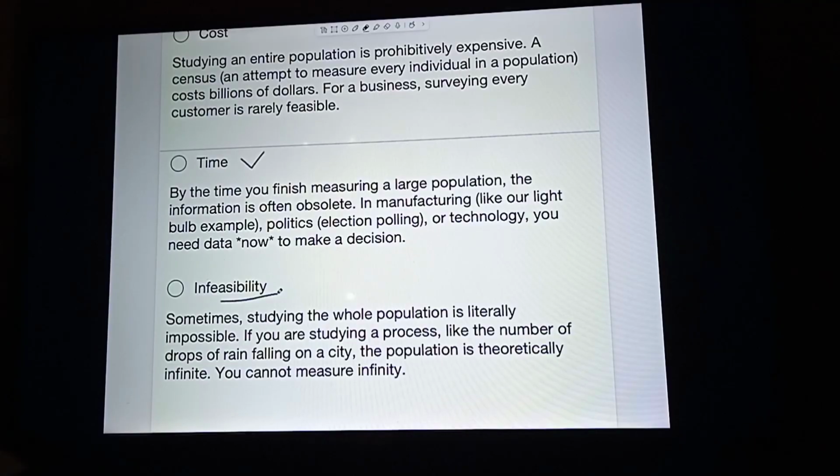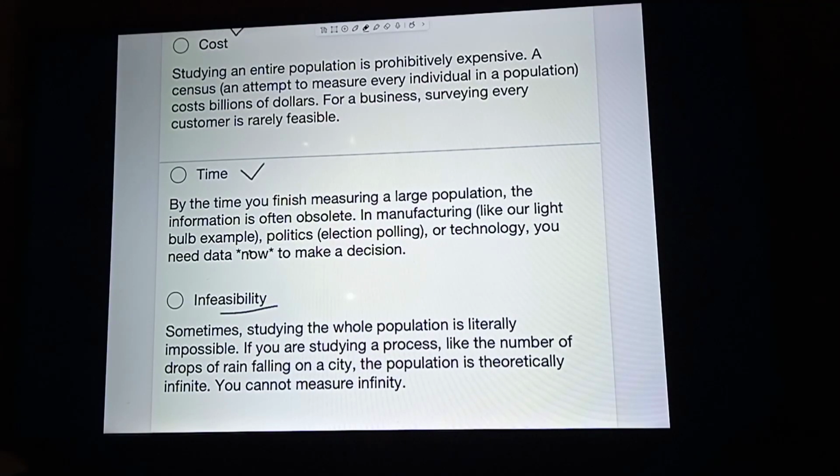That is, you cannot test all bulbs because you would destroy them. Like if you test 10,000 bulbs, then you destroy the 10,000 bulbs. In the above example, you cannot ask every person in a country their opinion. You cannot measure every fish in the ocean. So a sample is the only realistic option for such cases.